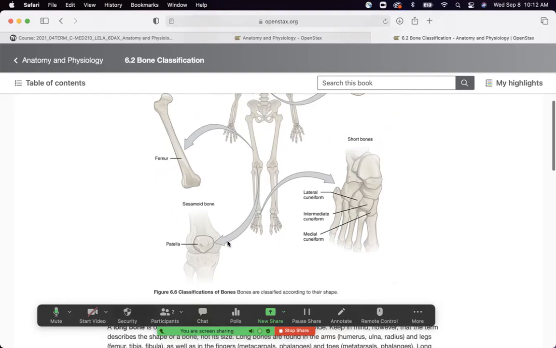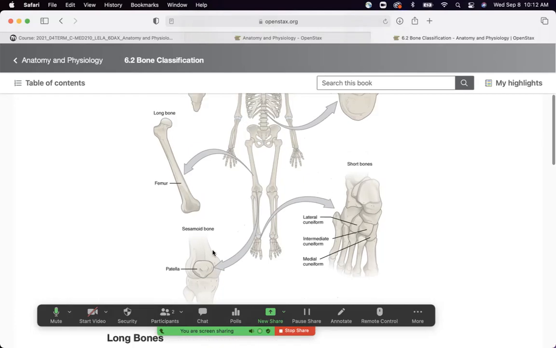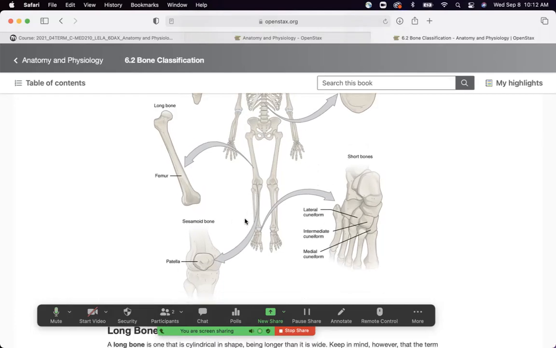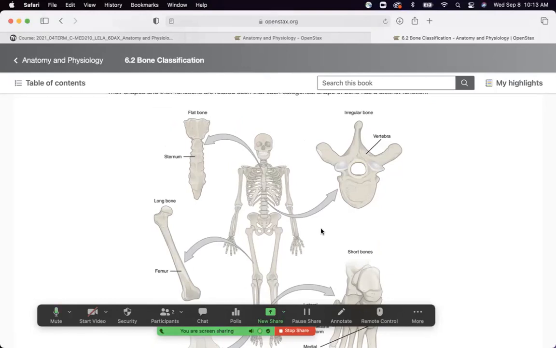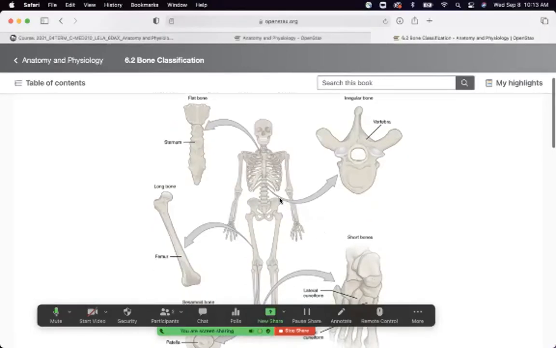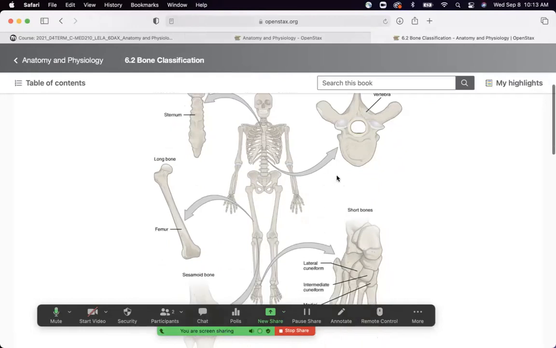Sesamoid bone, your patella or your kneecap, because it looks like a little seed. Oid means resembling, and it looks like a sesame seed. And that's your patella or your kneecap. You could also have irregular bones, which are weird, and your vertebra or your backbone is one of them. And we're going to go over the different types and how you identify the different types. Another irregular bone is your pelvis here. Here's your ilium, and here's your ischium, right? And those are irregular as well.